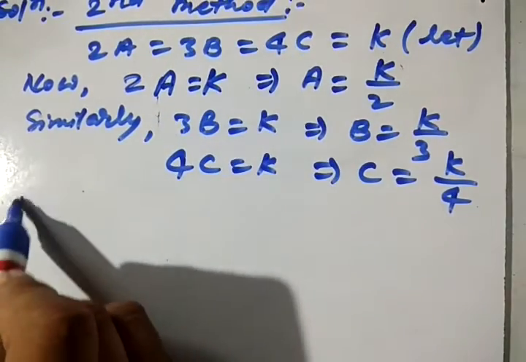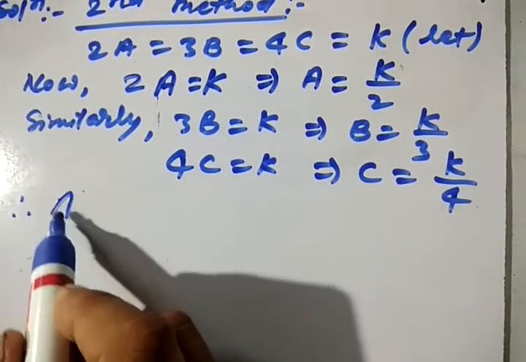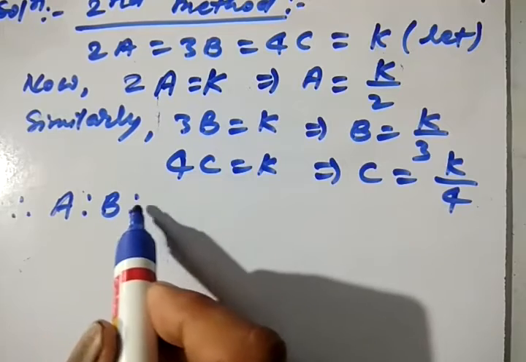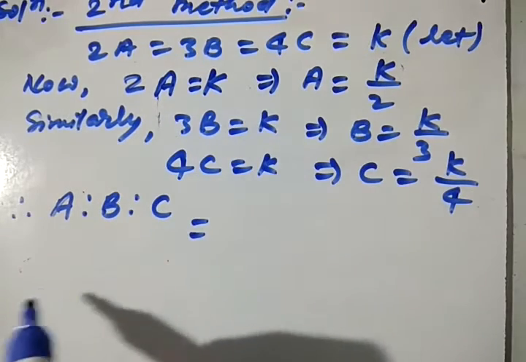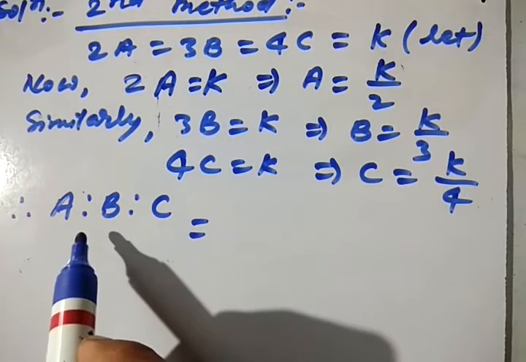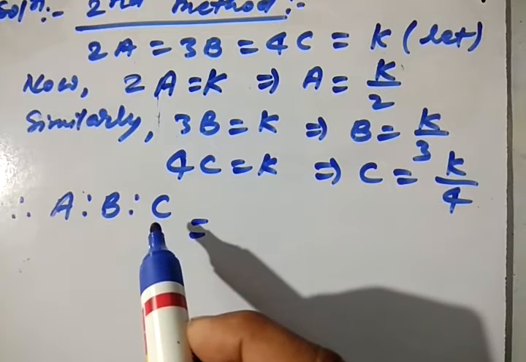Now, so we have to find a is to b is to c is equal to, here we put the value of a, b and c.